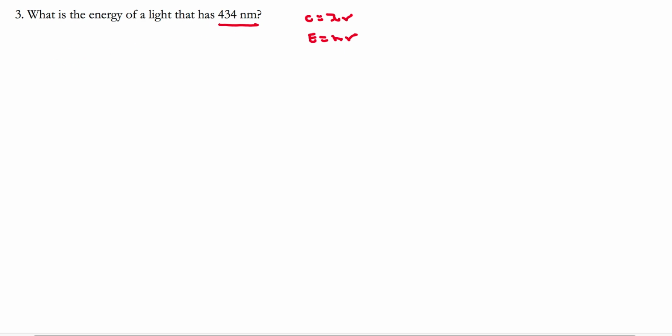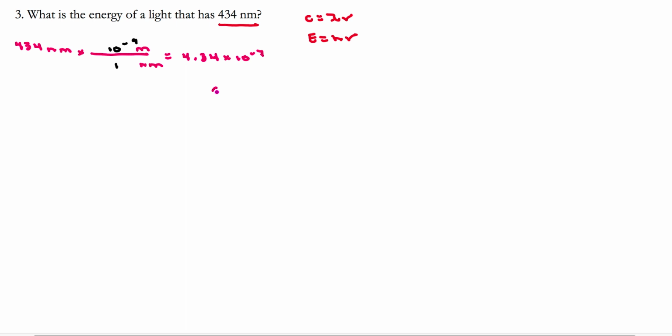So this is going to be a multi-step problem. I'm going to start out by noting that I need to convert 434 nanometers. I need to get that out of nanometers, and I need to first get that into meters. So I'm going to put nanometers on bottom, and I'm going to put meters up top. So 1 nanometer is 10 to the negative 9th meters. And so what that'll give me when I multiply by 10 to the negative 9th, this will be 4.34 times 10 to the negative 7th. Okay, and that's in meters.